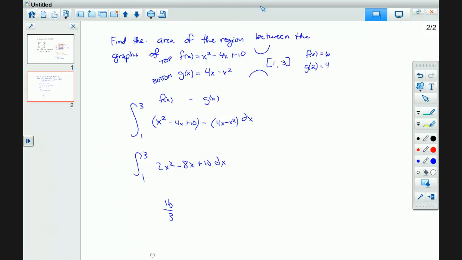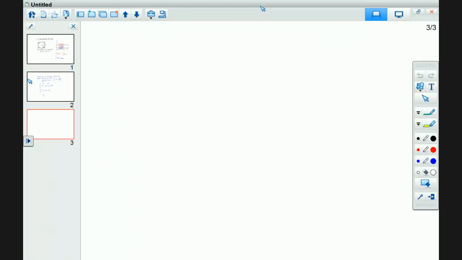What's the integral of x squared? X cubed over 3. That's why we have that. Yeah, when you do the integral, you get fractions. Okay, fractions are our friends. Let's try another one.